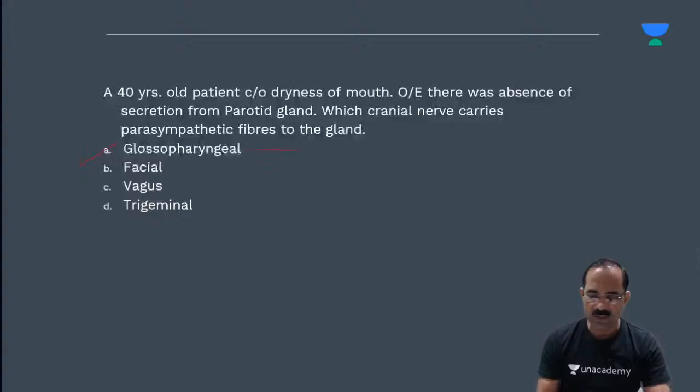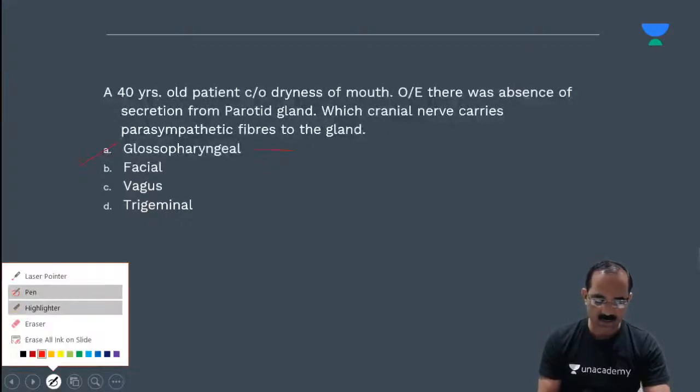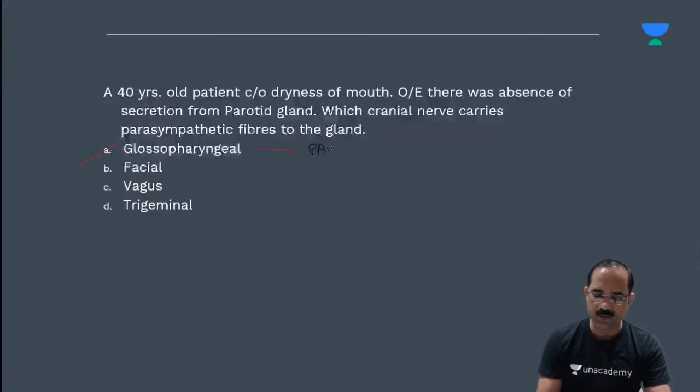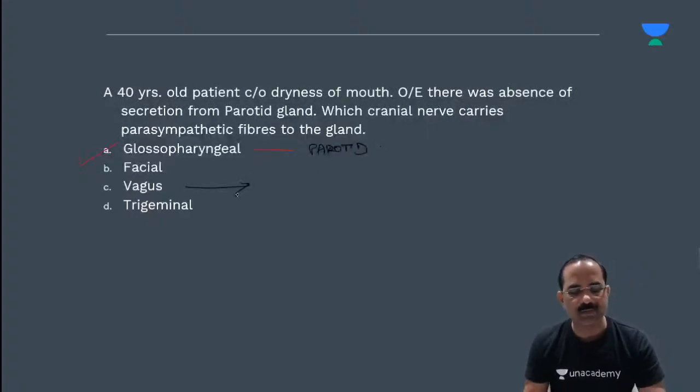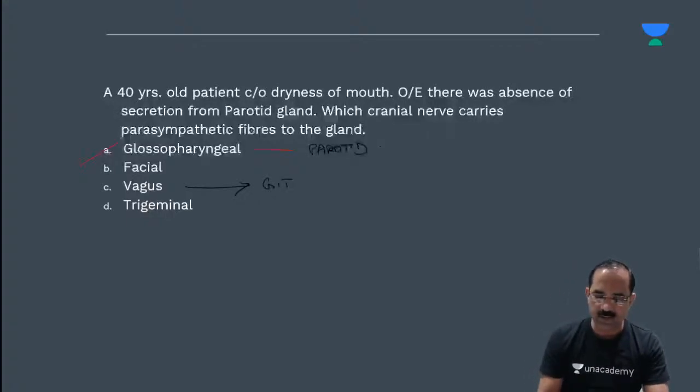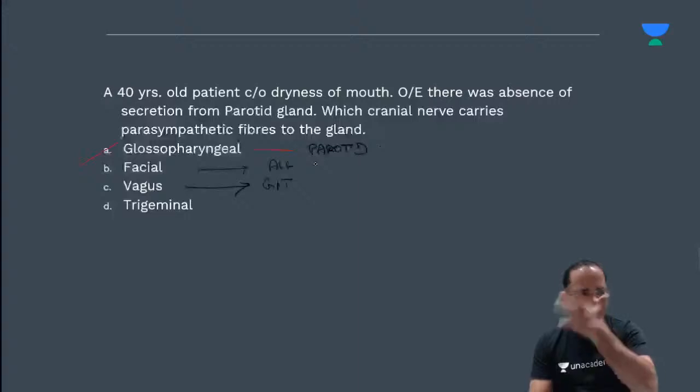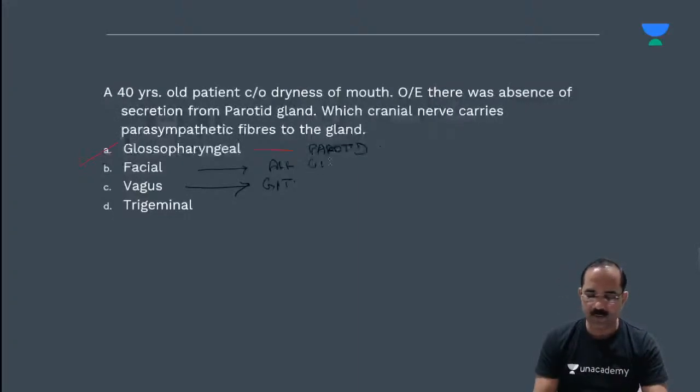So which gland will the glossopharyngeal nerve supply? The glossopharyngeal nerve is going to supply the parotid gland. Correct? What glands does the vagus nerve supply? Can anyone tell me? The vagus nerve supplies the glands of the GIT. And what glands does the facial nerve supply? All the glands of head and neck, except parotid. Okay, you know this.